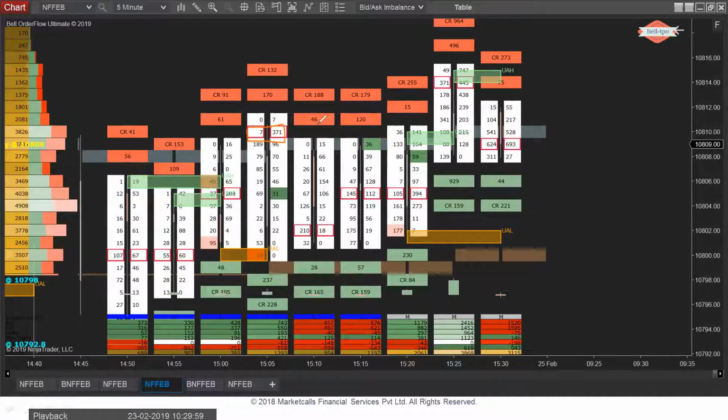Now, which software are you suggesting, ultimately? I'm using Bell TPO, so naturally. Bell TPO or Ninja Trader order flow? Ninja Trader order flow, I believe, doesn't have unfinished business levels. Okay, they don't have MR levels. So Bell TPO is better altogether, no? Bell TPO is where most of my inputs are coded into automated versions.